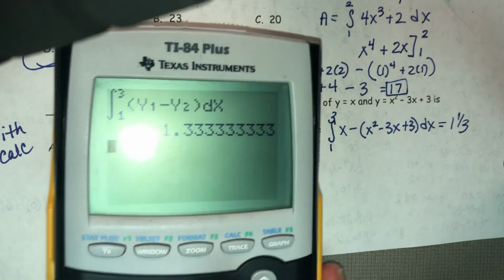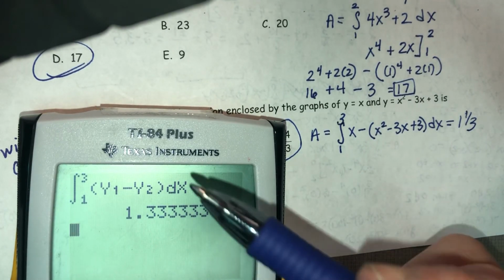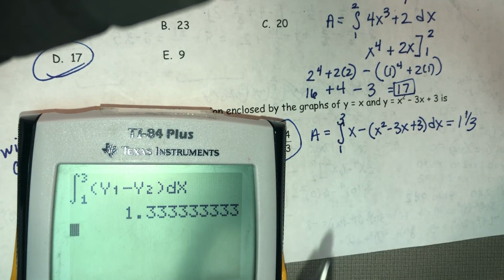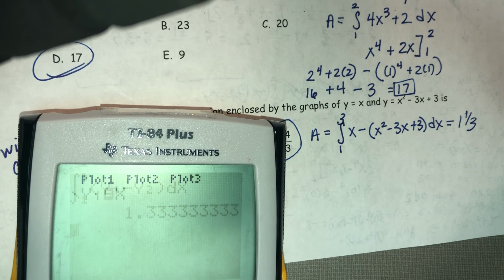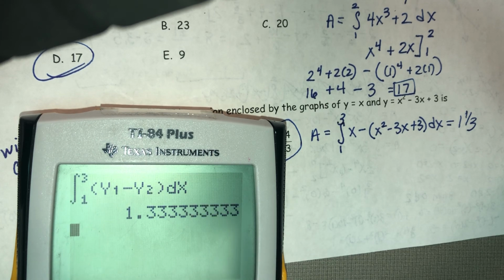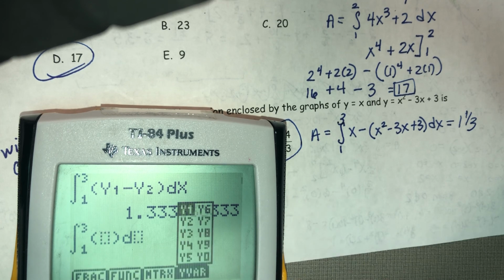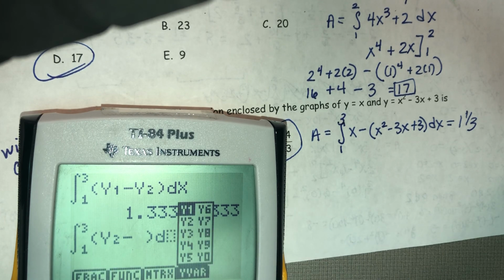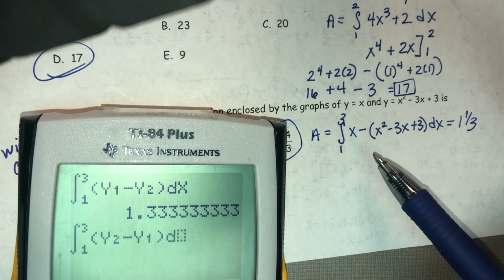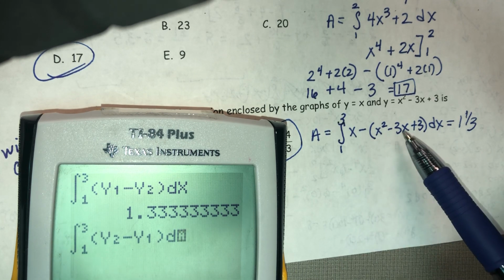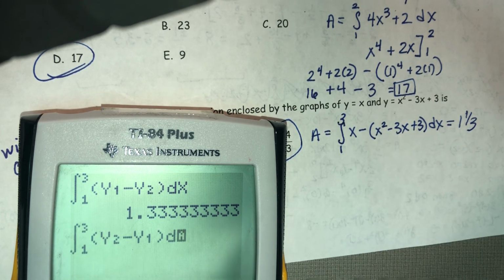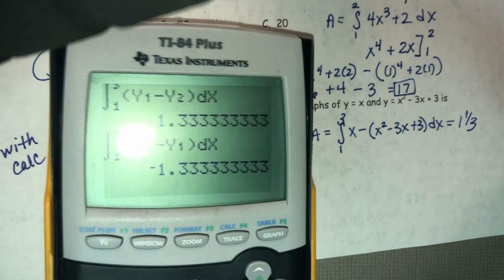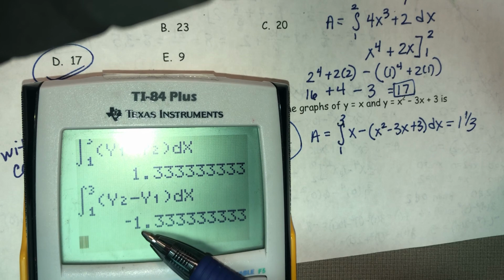Okay. Now I wanted to point out one more thing before I let you go. If you were to do these in the opposite order, so if I was to go alpha window, function integration from 1 to 3 of y2, so alpha trace y2 minus alpha trace y1, so they're backwards, so my upper function is written second and my lower function is written first, you are going to get the same answer as you did, except for opposite sign.